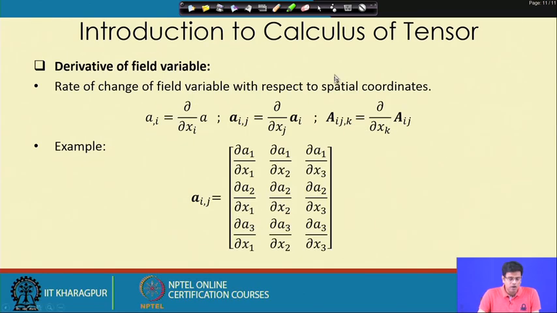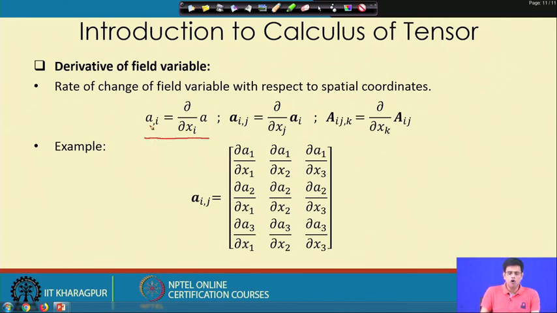So, now the derivative of the field variable. Once we know the field, the field variable comes, right. For instance, if I want to take the derivative of a scalar field, it is ∂a/∂xi, right, which I write in short form as a,i. This is important because we will be using this.